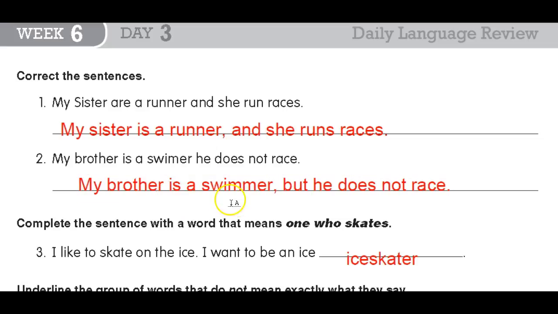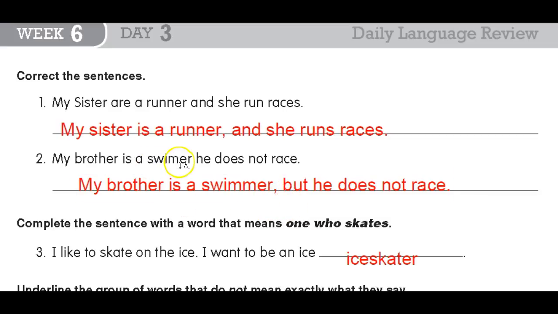My brother is a swimmer, but he does not race. Same thing. My brother is a swimmer could be a sentence by itself. He does not race could be a sentence by itself. Since we're combining them into one, we have to combine it with a comma and a but.